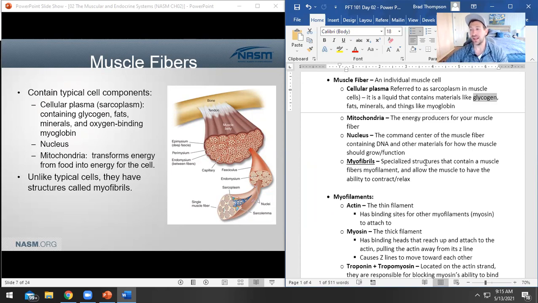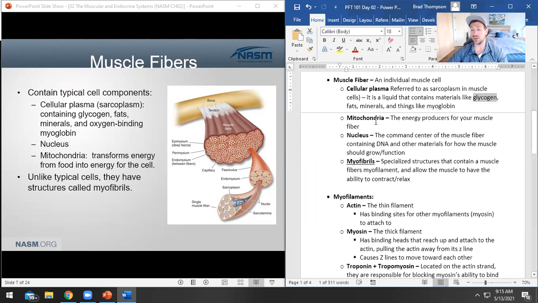So that's why we call that cellular plasma. It's the liquid material within our cells that has little sugar molecules in it, which is great because our muscles need lots of sugar in order to be able to produce lots and lots of energy. So we're really grateful to have that.